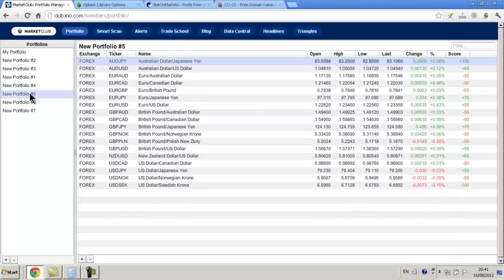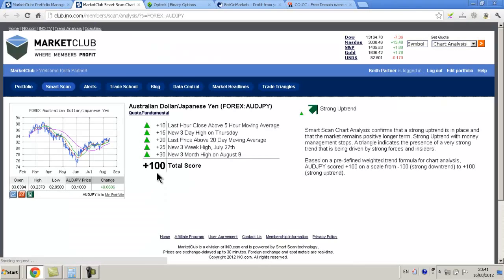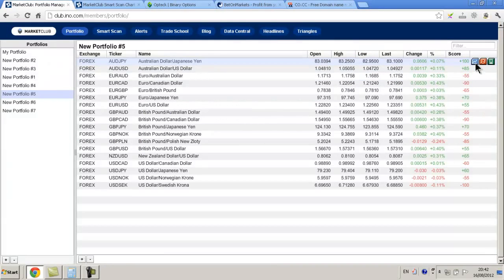So let's go into my number 5, and this is my bet on markets. So we've got a Swedish krona, we can trade there, and over here we'll look at the Australian dollar, Japanese yen. Okay, it's always quite nice just to click on your smart scan analysis. That'll open up in a new window. So you can see there, okay, a 3-month high, 3-week, last price above 20-day moving average, new 3-day high on Thursday, which is today. Last hour close above 5-hour moving average. Strong uptrend. Okay, fantastic. This is the kind of signals we're looking for.